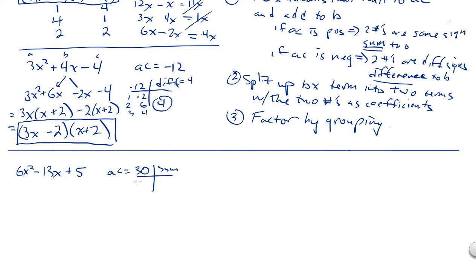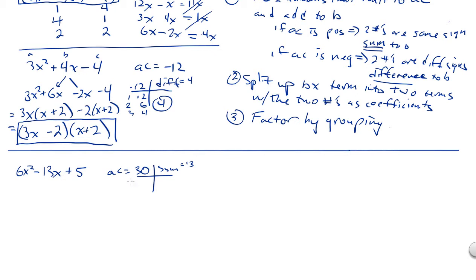You could go through all of these. We're looking for a sum of 13, in particular negative 13, but we just know that the same sign, that negative means they'll both be negative. So we're looking at, you probably already see it. What two numbers multiply to 30 and add to 13? Well, it's 3 and 10.